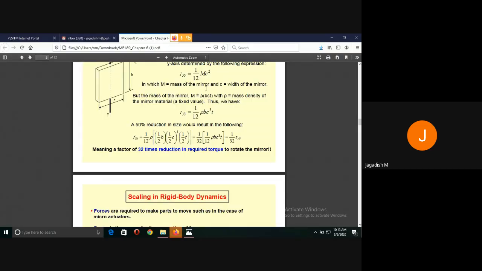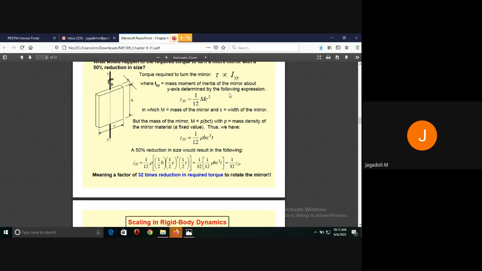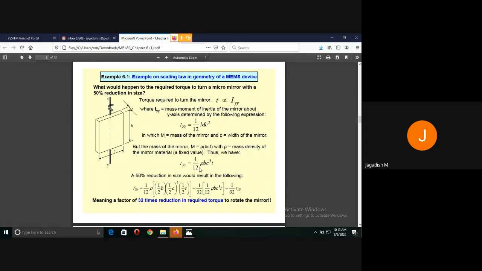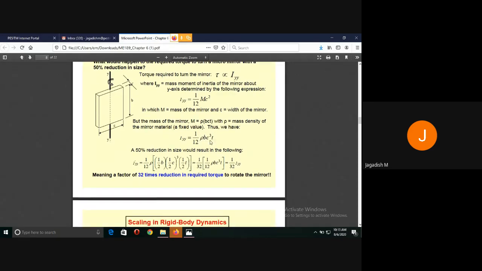So I'll continue. I have now represented the mass moment of inertia in terms of C, B, and T, that is the dimensions of the mirror. Now the question says that the dimension is reduced by 50%. That is B, C, and T individually are reduced by 50%. Means what? B by 2, C by 2, and T by 2. So remember here, since there is a C cube here, substitute C by 2 whole cube. While solving the problem, if you write C cube by 2, then you will get the answer wrong.